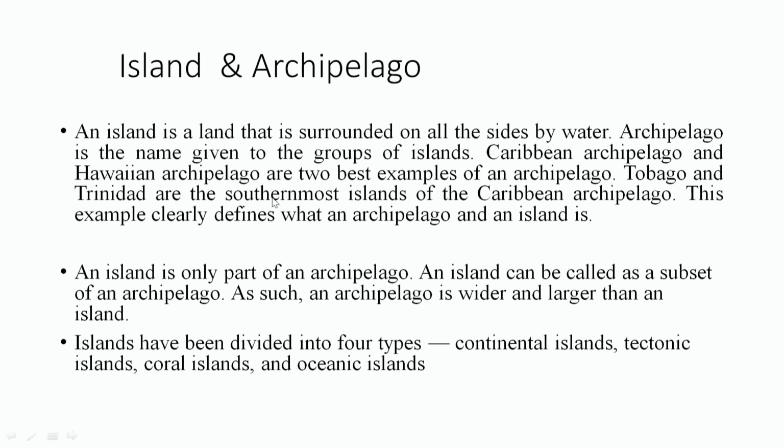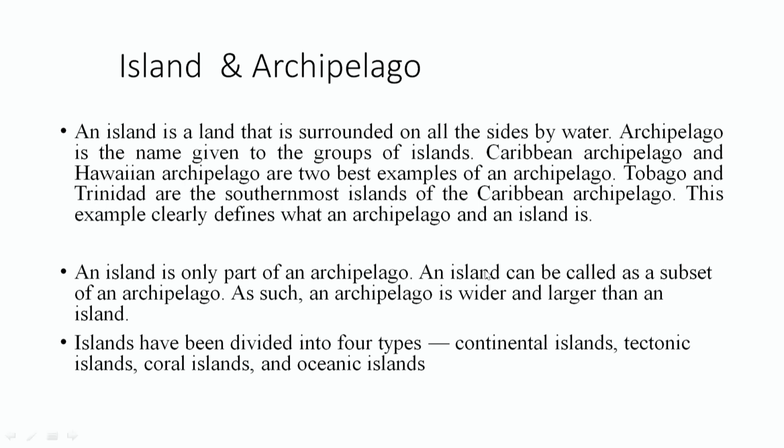Archipelago is the name given to groups of islands. The Caribbean archipelago and the Hawaiian archipelago are the two best examples. Tobago and Trinidad are the southernmost islands of the Caribbean archipelago. This example clearly defines what an archipelago and an island are. Another example: Sri Lanka is an island, but the small land masses between India and Sri Lanka can be considered an archipelago. An island is only a part of an archipelago and can be called a subset of an archipelago.